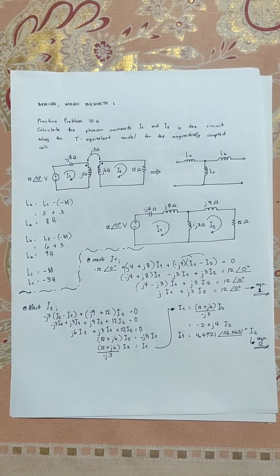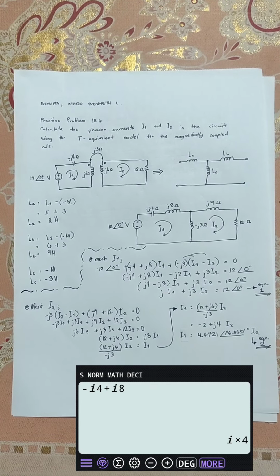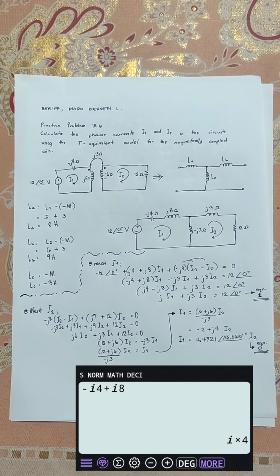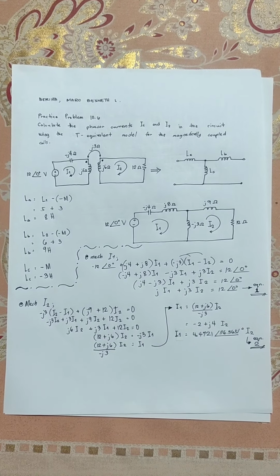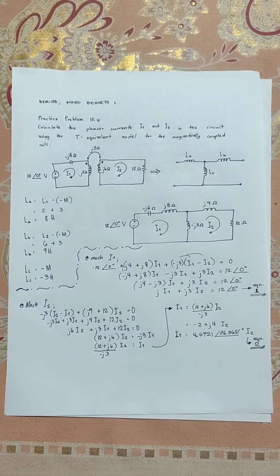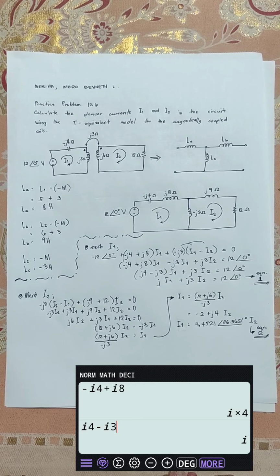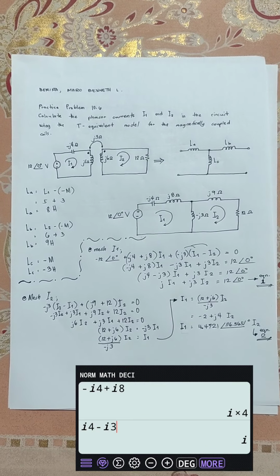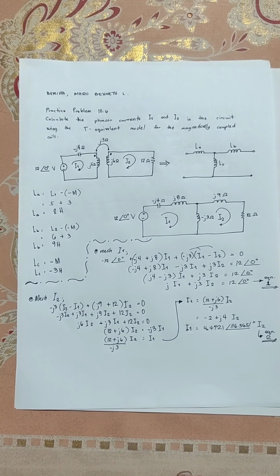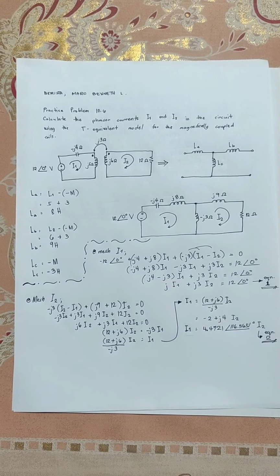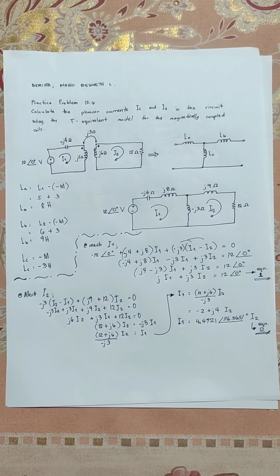Since negative J4 plus J8 is equal to J4, we will combine like terms to negative J3 I1. J4 minus J3 I1 plus J3 I2 equals 12 angle 0 degrees. J4 minus J3 is equal to J. J4 minus J3 I1 is now equal to J I1 plus J3 I2 equals 12 angle 0 degrees. That is our equation 1.